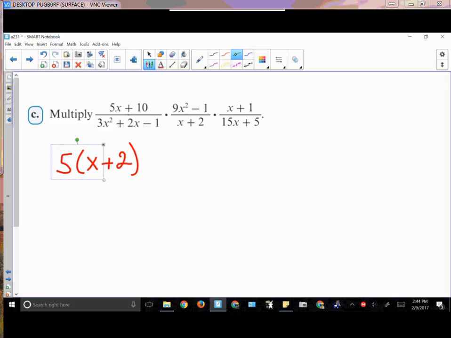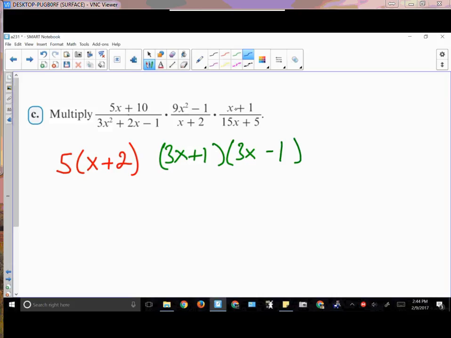Do I have a difference of 2 squares in my question? Well, 9 is a perfect square, x squared works, and 1 is a perfect square. So yes, this gets factored out as a difference of 2 squares. So this will be 3x plus 1, 3x minus 1. We've seen that factoring before. Now, on the last one up there, is there anything there that I can factor out? And the answer is no. You see that, and it's just plain old x plus 1.